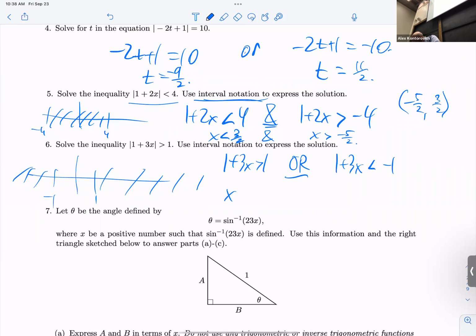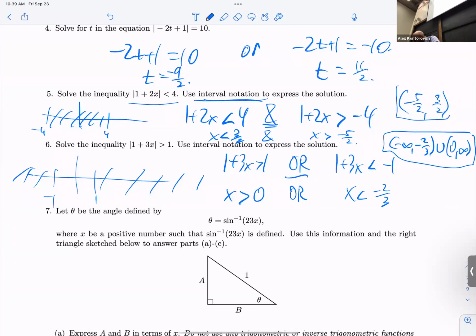So if I solve this, x is, let's see, the ones cancel, I divide by 3, so x is positive. Or if I move this 1, that's a -2, I divide by 3, that's still a positive number, x is less than -2/3. So in interval notation, what is that? It's minus infinity up to -2/3. Union, start at 0 and go out to positive infinity. That's this answer. This is this answer.